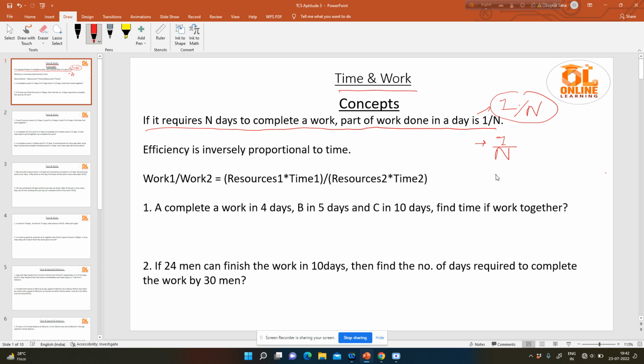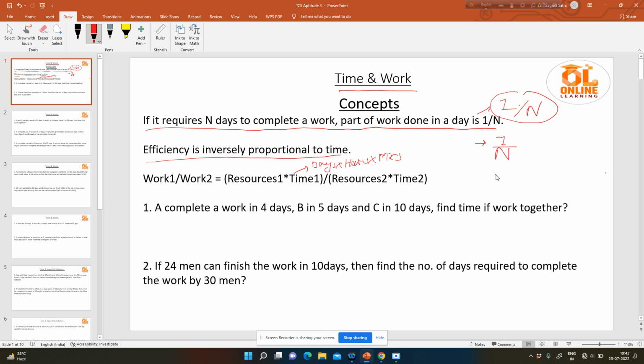Another very important concept is that efficiency is inversely proportional to time. A person who is more efficient will take less time, and a person who is less efficient will take more time. Then there is a formula: work 1 by work 2 is equal to resources 1 into time 1 by resources 2 into time 2. Time 1 can be further divided into days into hours, could be minutes also depending on the question.